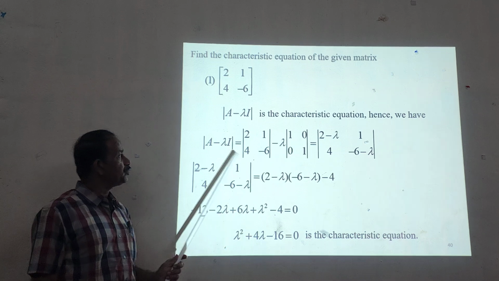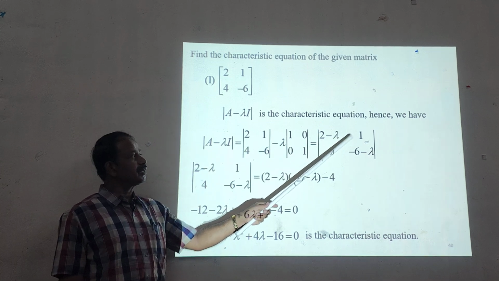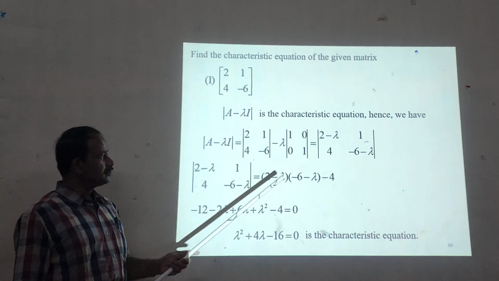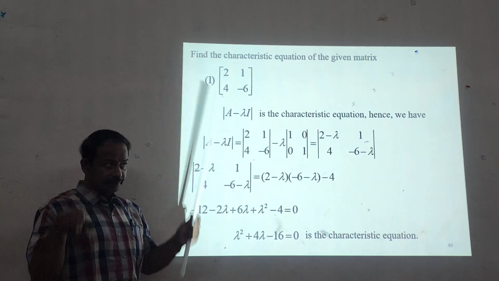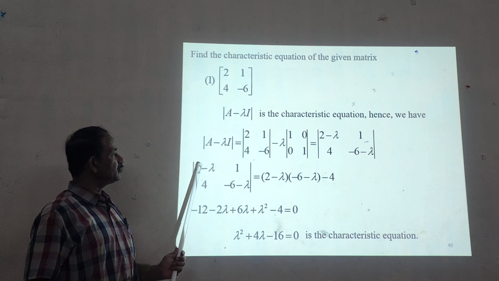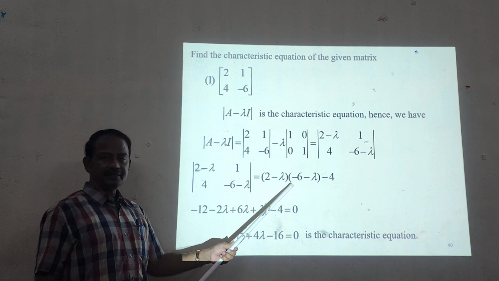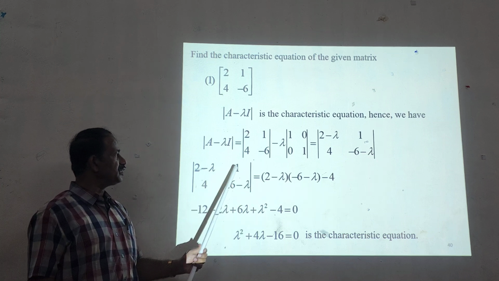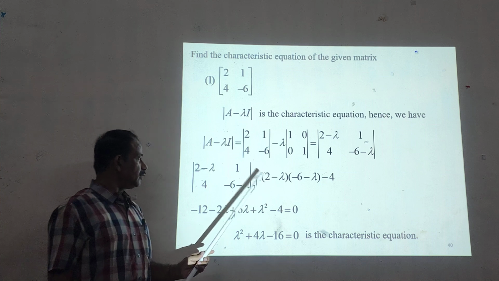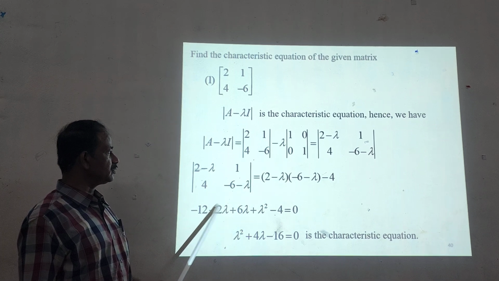So you have that A minus lambda I becomes 2 minus lambda, 1, 4, minus 6 minus lambda. So now you have to find out the determinant. When you are going to find out the determinant, you have to multiply this one. So (2 minus lambda)(minus 6 minus lambda). 4 multiplied by 1, that will give you 4, so minus 4. Now 2 times 6, so here 12, so minus 12.